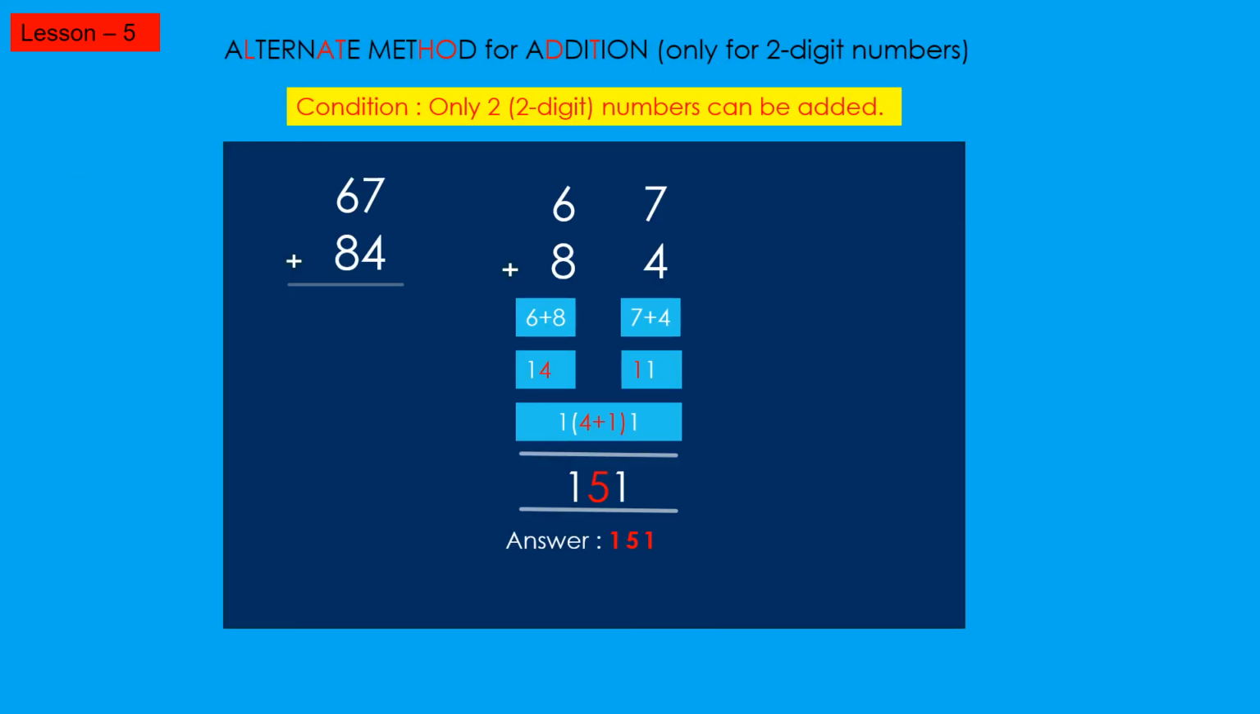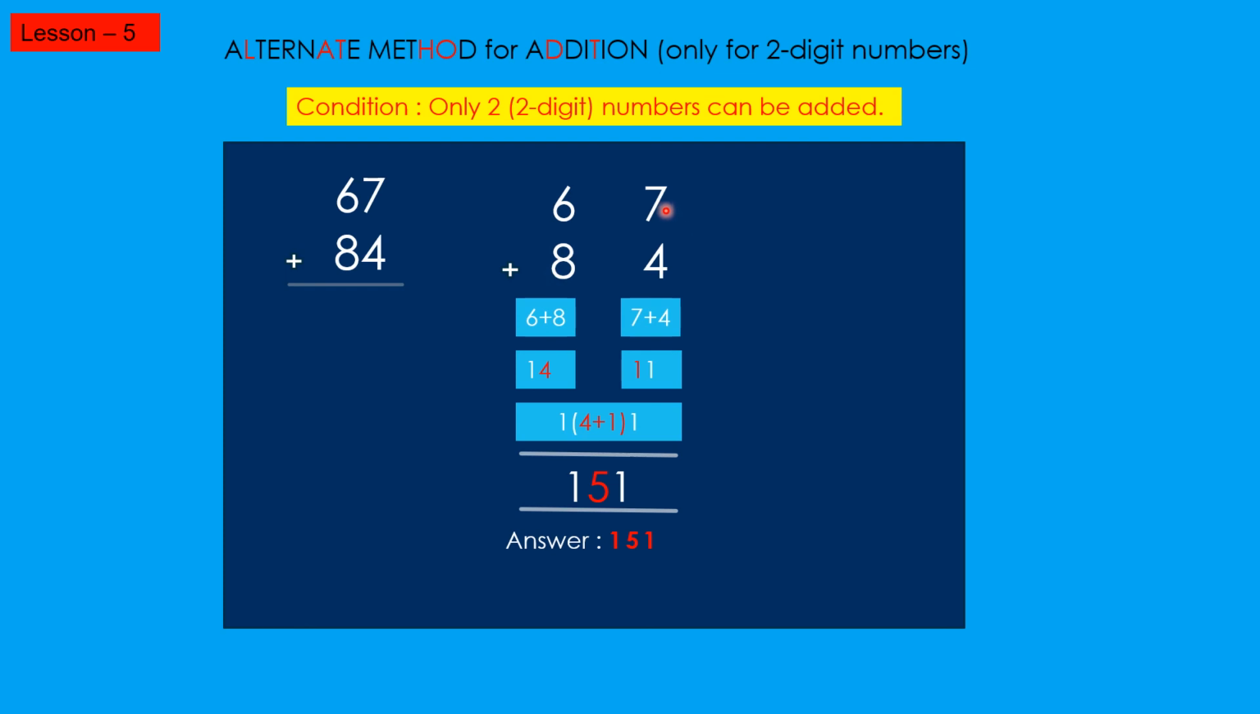Let us take an example, 67 plus 84. Again, the condition here is that you can add only two-digit numbers. Alright, if there are three two-digit numbers, then this method is not going to work. So, the condition here is only two-digit numbers can be added. So, 67 plus 84, you write in a vertical manner.